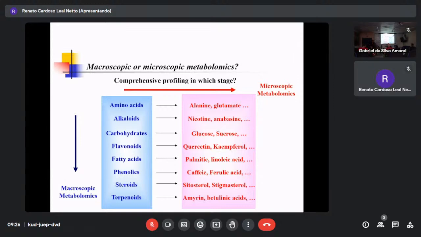But unfortunately, at this moment, you have to choose a lens. If you want to go this direction, as the first profiling, I want to see amino acids, alkaloids, carbohydrates, flavonoids, all, yeah, roughly. We call it overall macroscopic metabolomics. But now you want to do a detailed one. We have amino acid, alkaloids, and you will use LC-MS, for example.